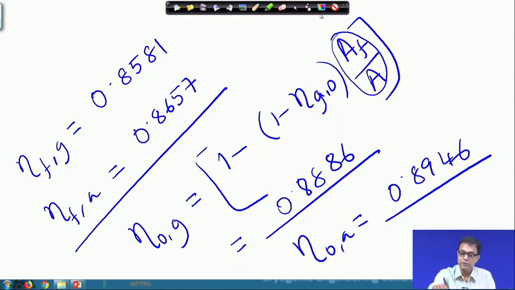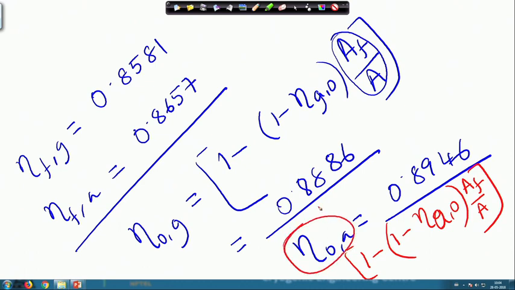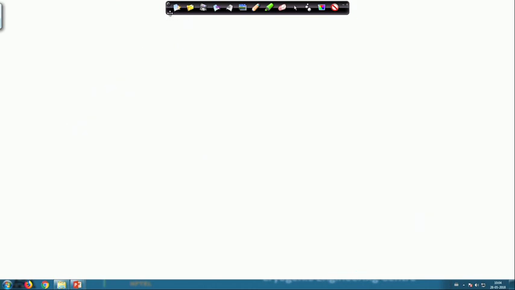For this, it will be basically 1 minus eta A overall multiplied by A f by A, and that will come out as eta 0 for the air side. So, now we have the idea about this overall heat transfer efficiency. Now, we can go to calculate the R W.